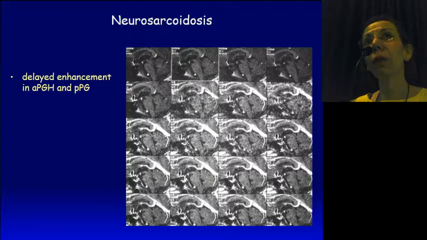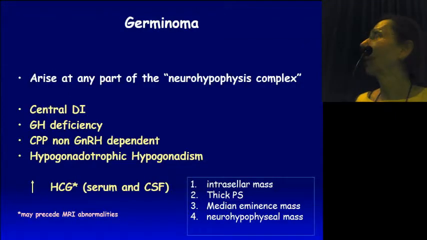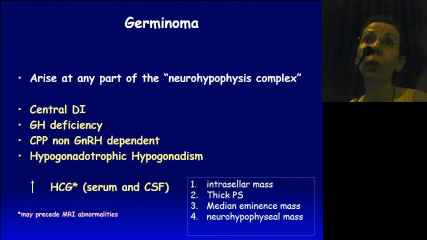So the curve is completely abnormal in those cases. So let's go now for the terrible germinoma. This is a very aggressive tumor, and this aggressive tumor may present with diabetes insipidus. This is a central type of diabetes insipidus, and it may be associated with growth hormone deficiency. This is an infiltrating tumor, so it can infiltrate the hypothalamus and even the pituitary gland, but mainly the hypothalamus.